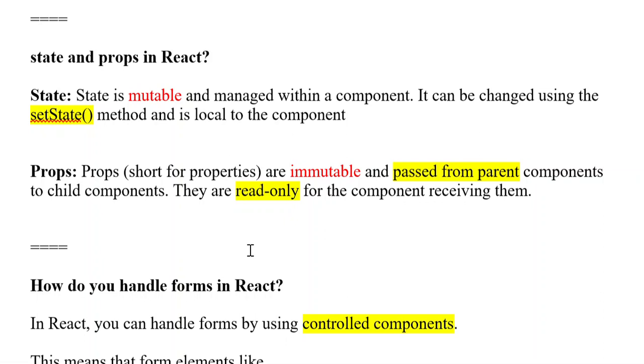What is props? Props is short for properties. It is immutable and it is passed from the parent to the child components, and they are read-only for the component receiving them. So three things: immutable, passed from parent to child, and read-only.